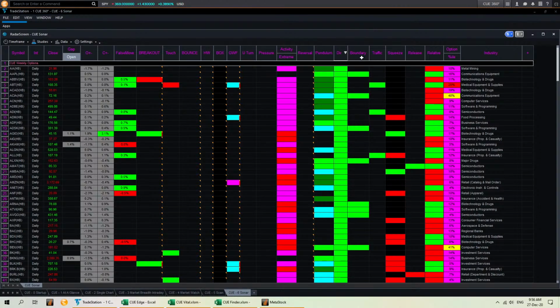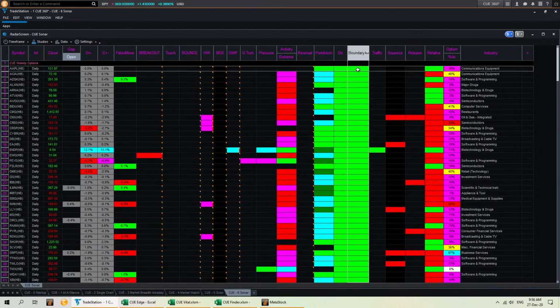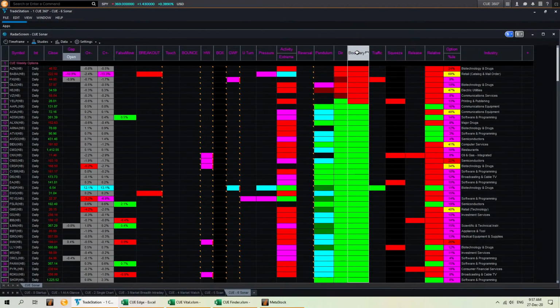So if a stock is already at boundary high like these stocks, then we may be less interested in taking a go with flow trend following long trade setup. And if a stock is already at boundary low like for these stocks, then we may be less interested in taking a go with flow short trade setup. That is the use of the boundary column.